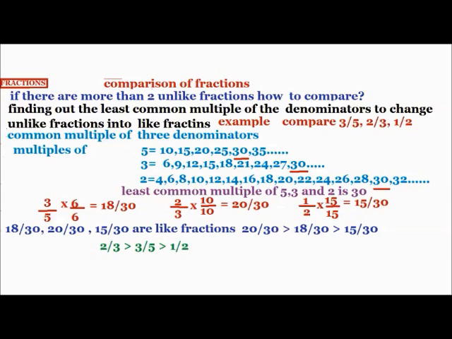In these like fractions, see the numerators. 20 is the biggest number, after that 18, and after that 15. So we can say 20/30 is greater than 18/30, and it is greater than 15/30. So for the given fractions 3/5, 2/3, 1/2, 2/3 is greater than 3/5, and it is greater than 1/2.